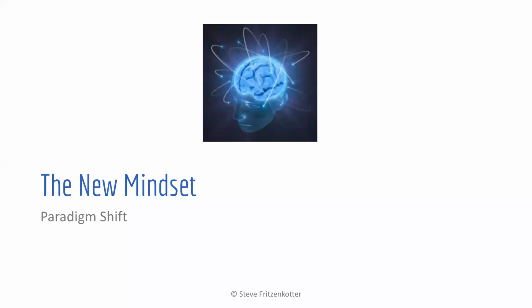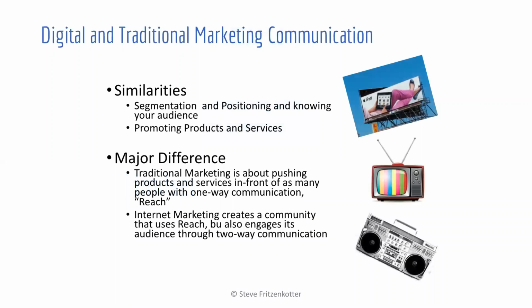So first of all, let's look at the difference between digital and traditional, the old school marketing. First of all, there are some similarities. Both digital marketing and traditional approaches to marketing include segmenting and positioning. You have to know who your audience segments are. You need to know your product. You have to know how it's positioned. And you also need to promote your products and services. So that's where there's common ground between the old and the new approaches.